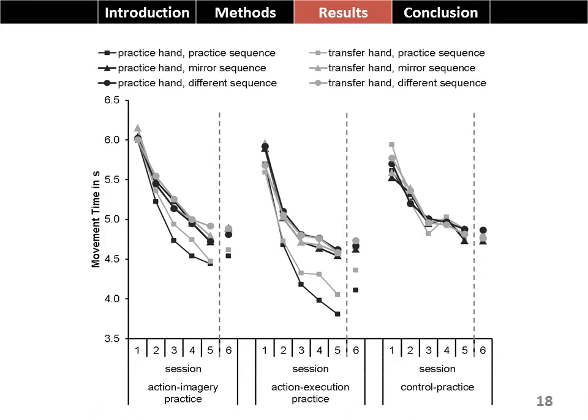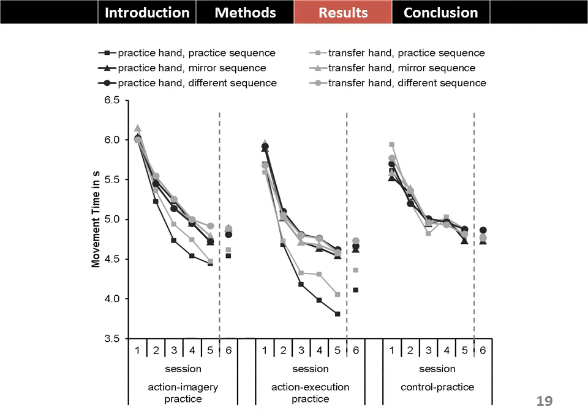In the practice hand, sequence-specific learning was observed after both action execution practice and action imagery practice. This was indicated by shorter movement times in the practice sequence than in the other sequences. Such sequence-specific learning was stronger after action execution practice than after action imagery practice. In the transfer hand, movement times were also shorter in the practice sequence than in a different sequence, which indicates effector-independent representations of the sequence.